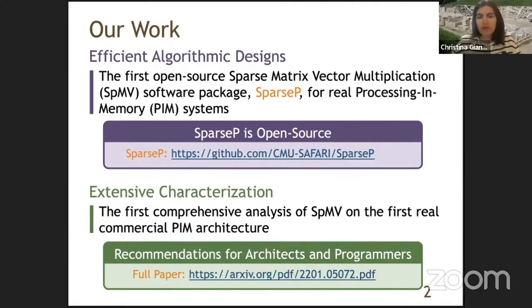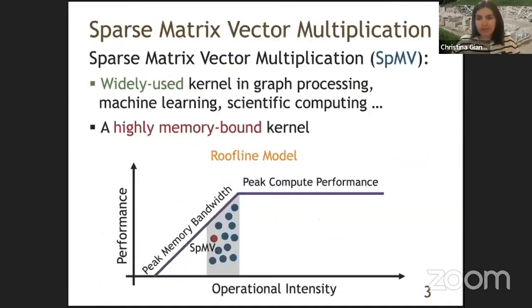So I will start with the motivation of this work. Sparse matrix vector multiplication, or SpMV, is a fundamental linear algebra kernel and lies at the heart of many important applications from the scientific computing, graph processing, and machine learning domains. However, in commodity systems like CPUs and GPUs, it has been repeatedly reported to achieve only a small fraction of the peak performance of the system, and it is primarily bottlenecked by the memory bandwidth of the system.